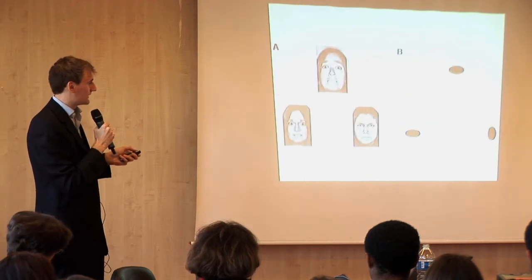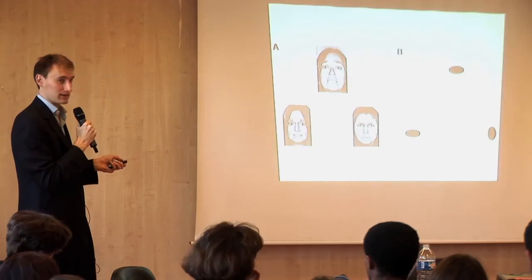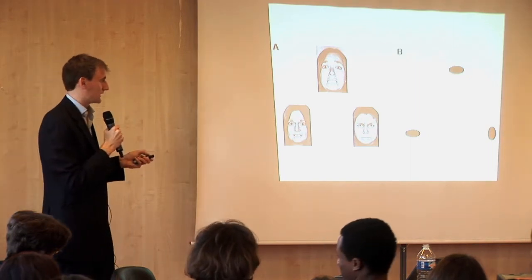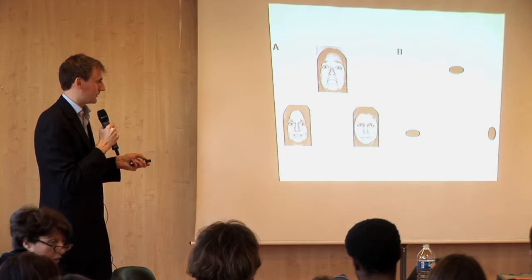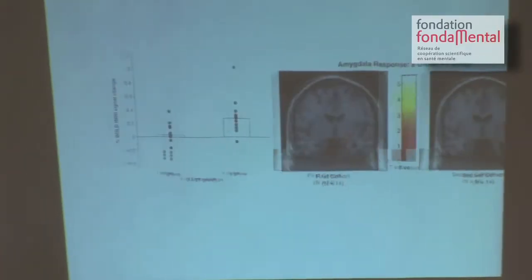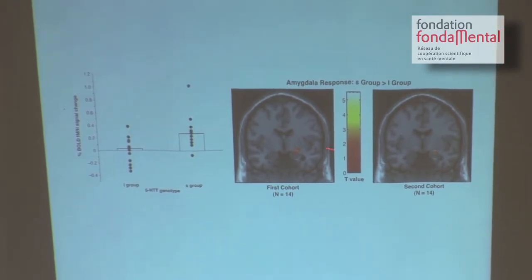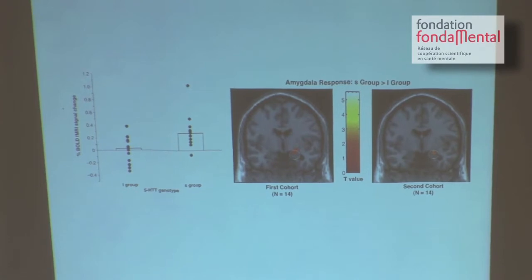And in this task, participants saw faces of different emotional valence, either angry or fear, or neutral faces, and they had to say which of these faces at the top showed the same emotion as those on the bottom. So in this case, it's this picture here. And then they had a control condition where participants had to say which of these shapes here was the same orientation as one of these on the bottom. Those carrying the S allele showed greater amygdala reactivity in the right amygdala compared to those in the L group.